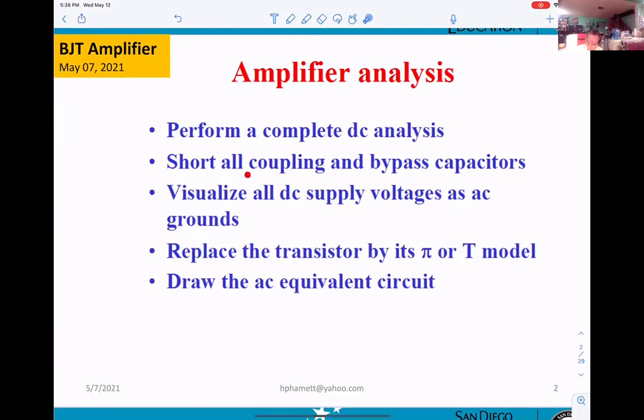Then short the coupling or bypass capacitors. Now you know how to short them. Visualize the DC supply voltage as AC ground, so you don't see any DC power supply in the AC model. Replace the transistor by either the pi or T model. Draw the AC equivalent circuit. That's what you need to do, okay?